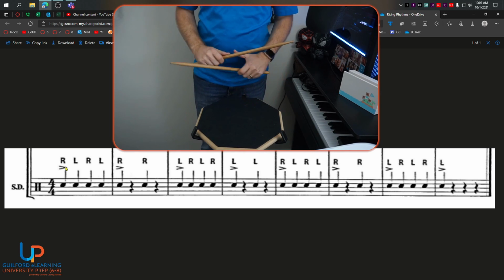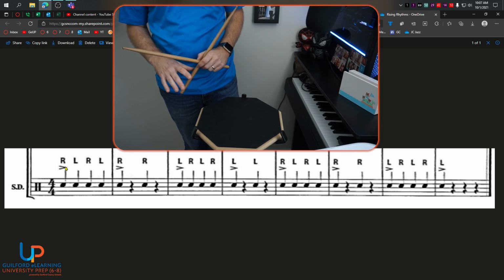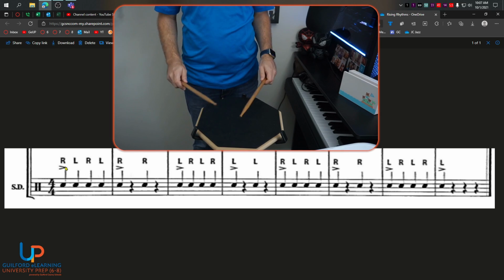This is really important in the video. I have to see these level changes in your sticks. If I can't see them, I'm going to resend it to you. Take a moment and go through the stickings.